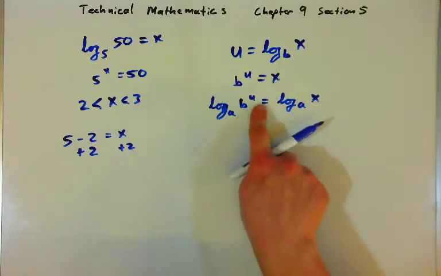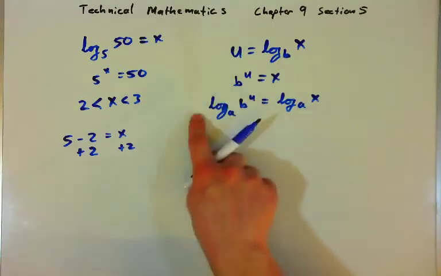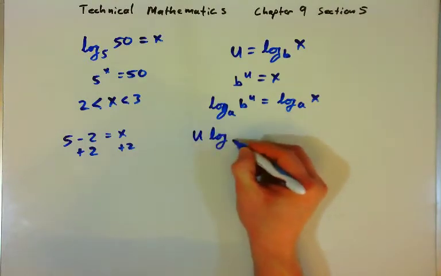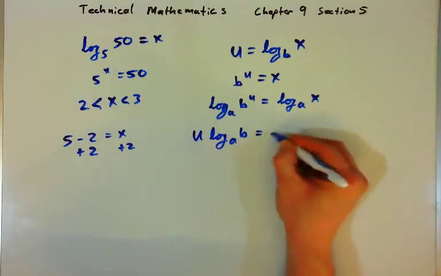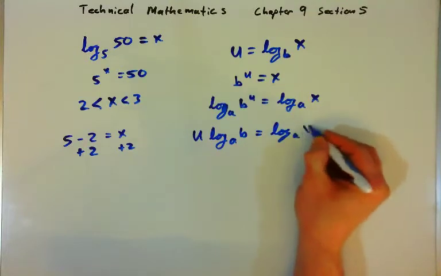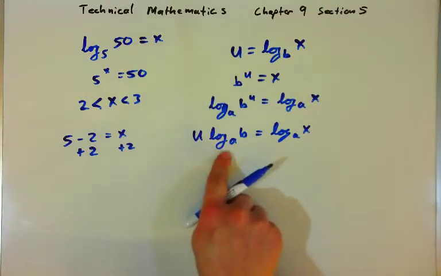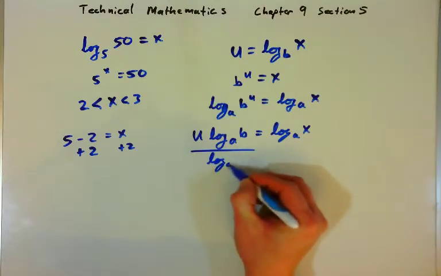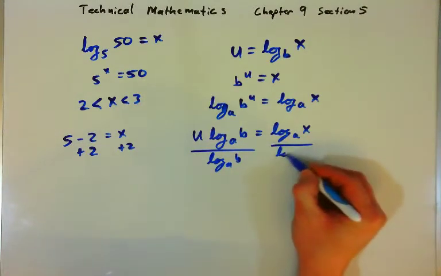And so now we can apply some of the rules of logarithms. U is the exponent. We can bring that out as a multiplier. So this becomes u log base a of b is equal to log base a of x. And so u is being multiplied. We can divide both sides of the equation by log base a of b.